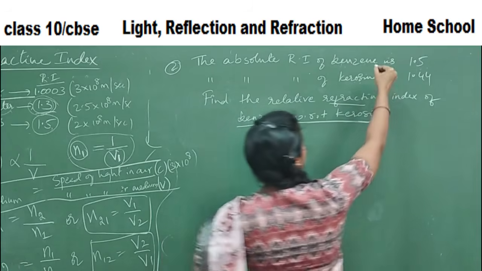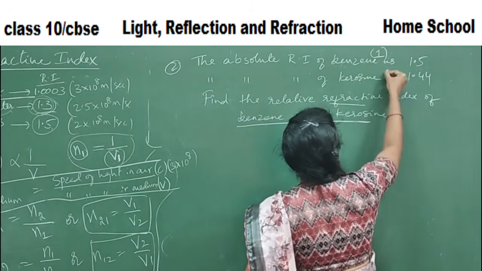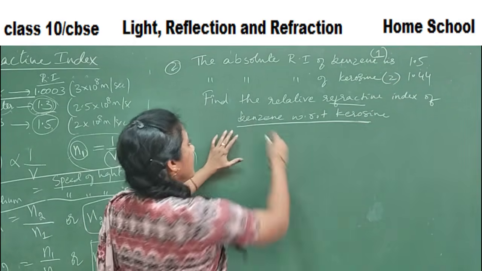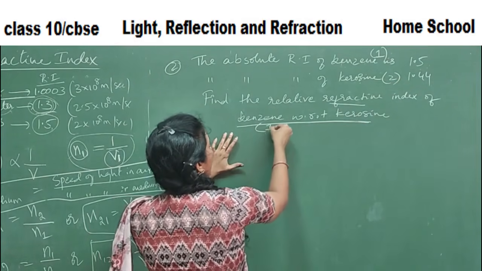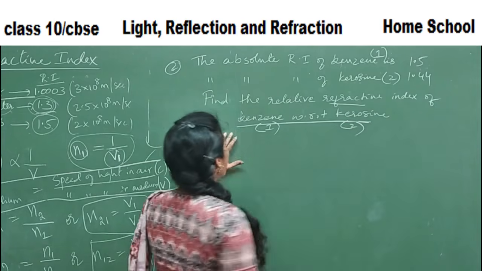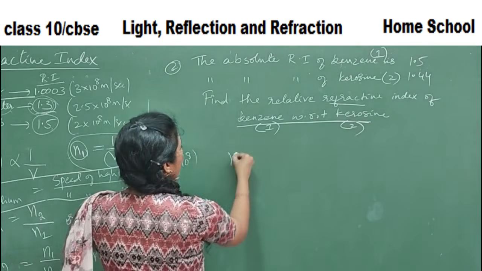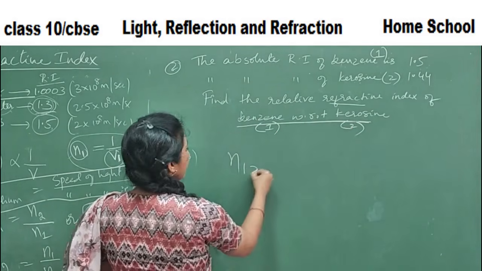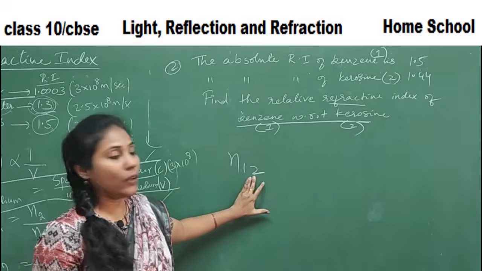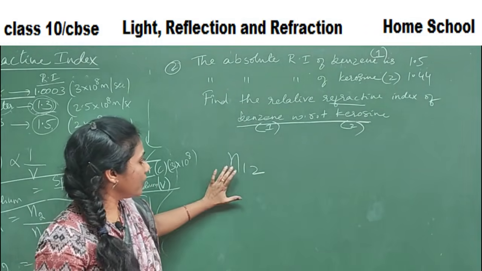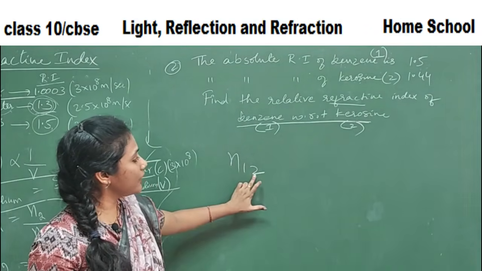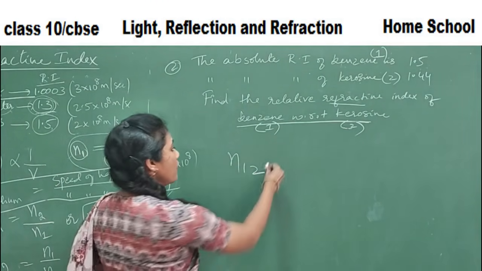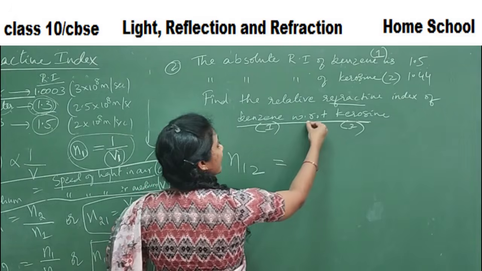Let me take benzene as medium 1 and kerosene as medium 2. What have they asked you? Benzene is medium 1, kerosene is medium 2. They asked the relative refractive index of benzene with respect to kerosene, that is, 1 with respect to 2. Yes or no? That means 1 is benzene, 2 is kerosene. So what is your formula, guys?